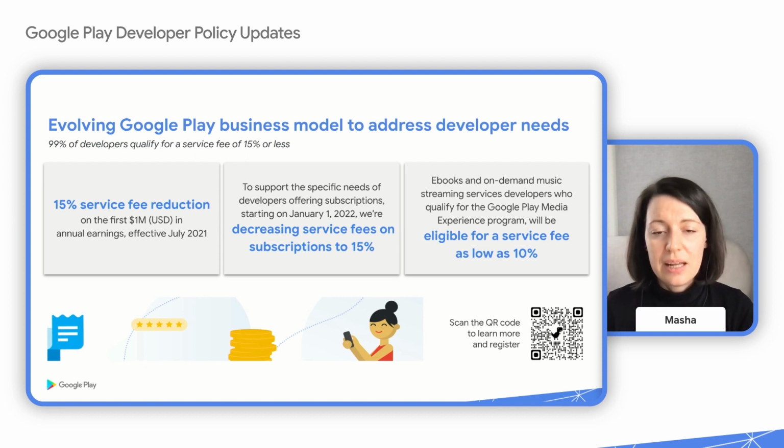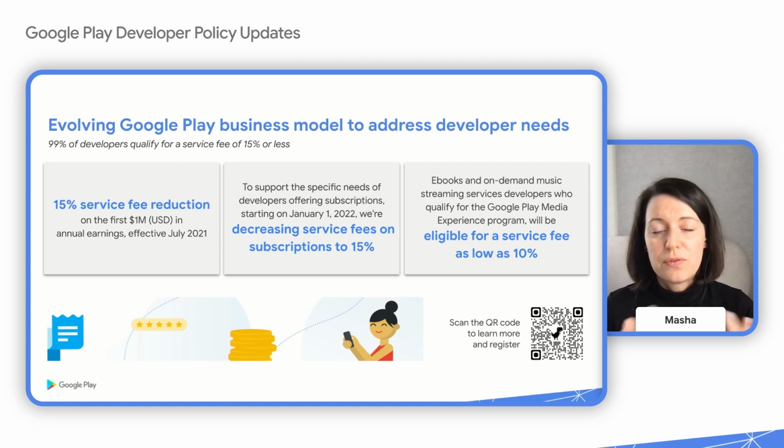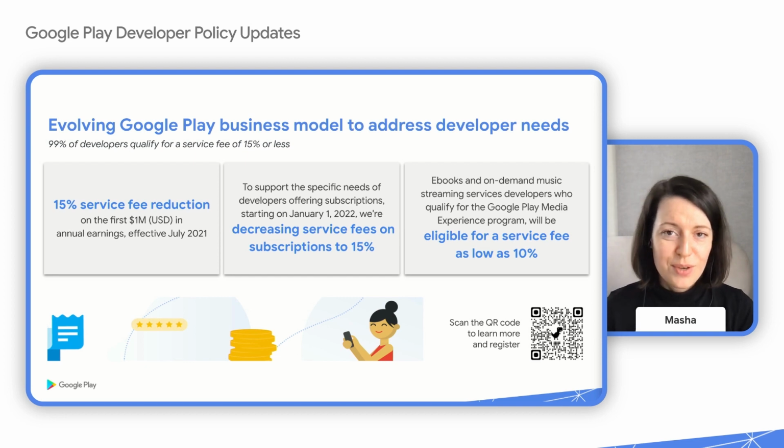And then last but definitely not least, we are making further changes to the service fee for specific verticals and developers. What does that mean? Ebooks and on-demand music streaming service developers who qualify for the Google Play Media Experience program will now be eligible for a service fee as low as 10%. So if this sounds like you and you want to learn more, please click on the QR code that you can see on your screen, and also welcome your questions about any of these updates in the Q&A later in the session.